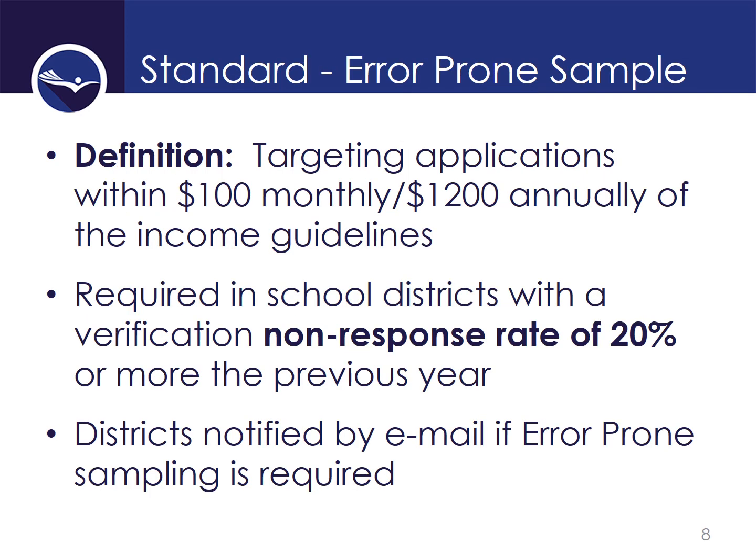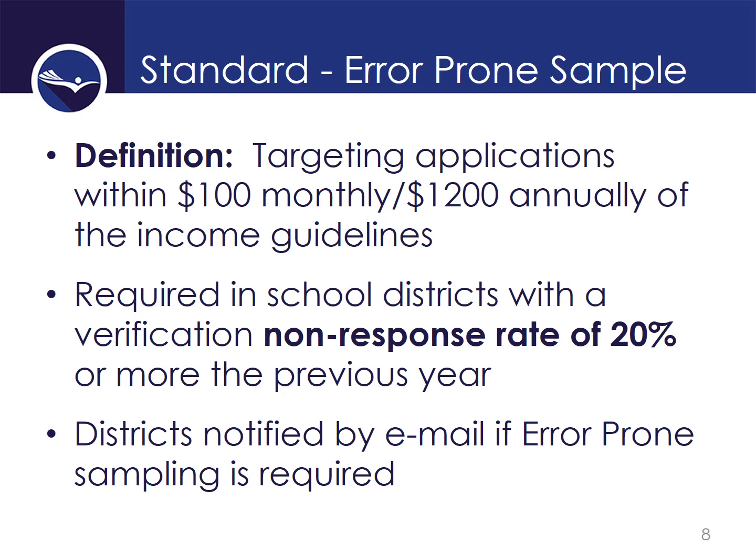The other type of verification sampling is standard or error-prone. By definition, this method involves targeting applications within $100 monthly or $1,200 annually of the income guidelines to become the verification pool. It is required in school districts with a verification non-response rate of 20% or more from the previous school year. Non-response is defined as a household that failed to reply to your request for verification.